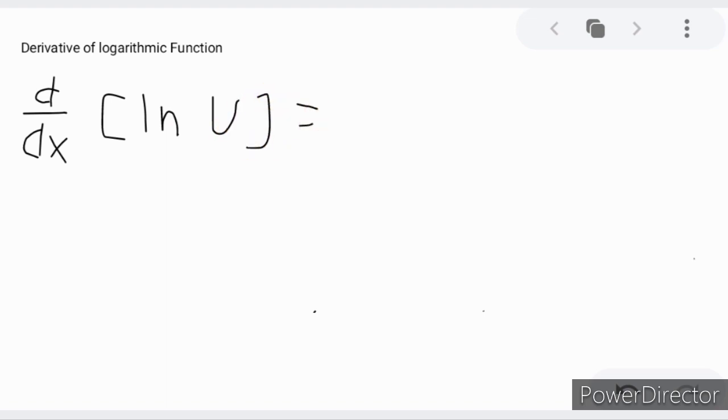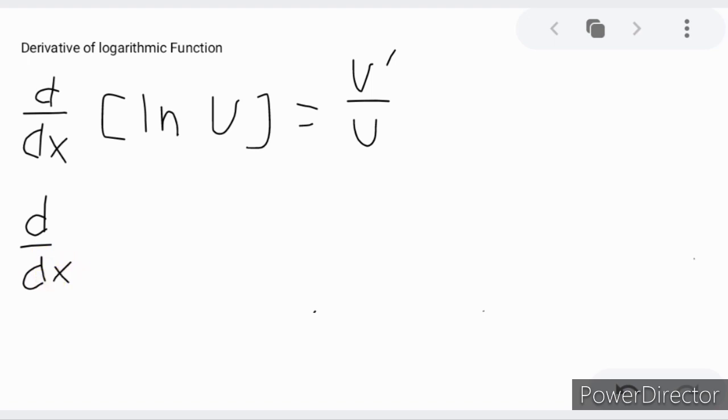And to formally start our discussion, let us proceed on writing d over dx. So I want you to introduce the general expression for the derivative of logarithmic function. So here, the derivative of ln u is equal to the derivative of u over u itself. So for you to clearly understand, I want you to answer this example.